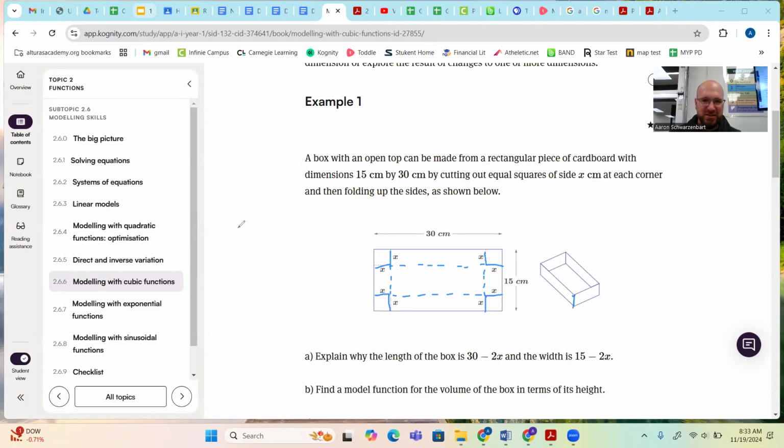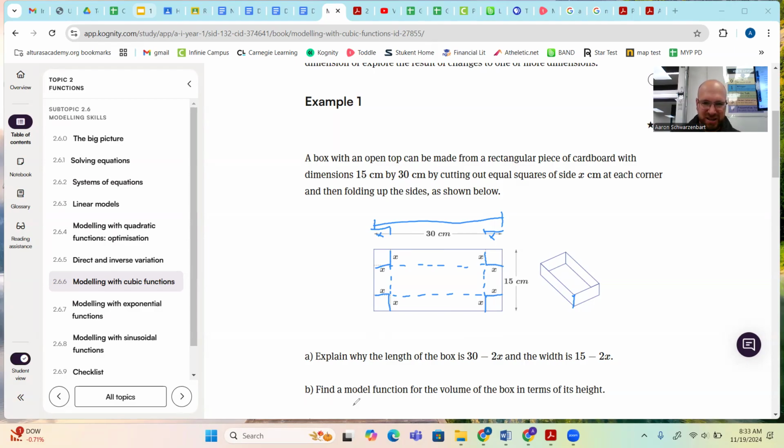And you get... explain why the length of the box is 30 minus 2x. Well, I've got 30 here. I'm subtracting 1x here and 1x here because the box is really inside this dashed part. And the width thus is 15 minus 2x.